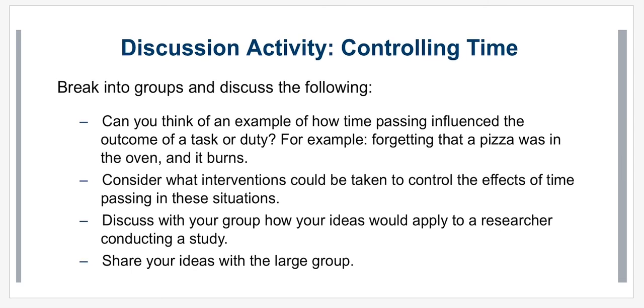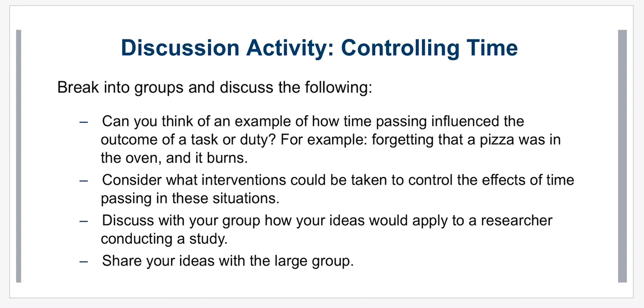This discussion activity, again, you can screenshot this if you want to try this. It's just getting you thinking about how time passing influences an outcome of something. They talked about forgetting that a pizza was in the oven and it burns and then you don't have dinner. Just considering ways that you can control these effects of time passing on an outcome.